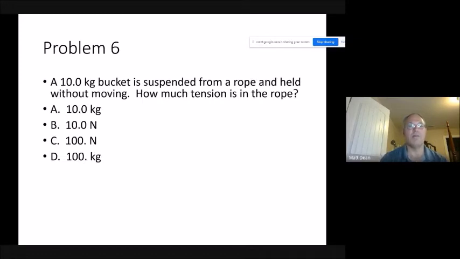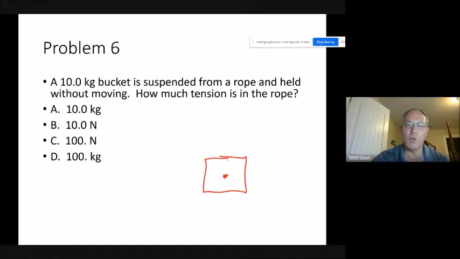All right, so now we have a bucket, a 10-kilogram bucket suspended from a rope and held without moving. How much tension is in the rope? So again, we're just going to draw the bucket as a square, a box, and think about a free body diagram here. Let's remove the rope.